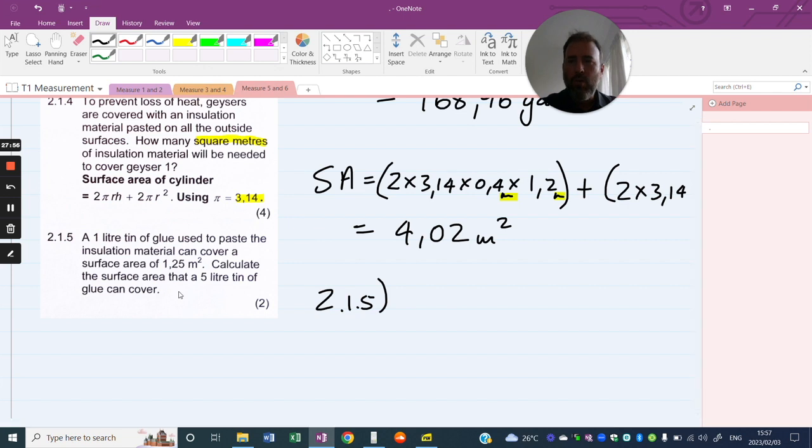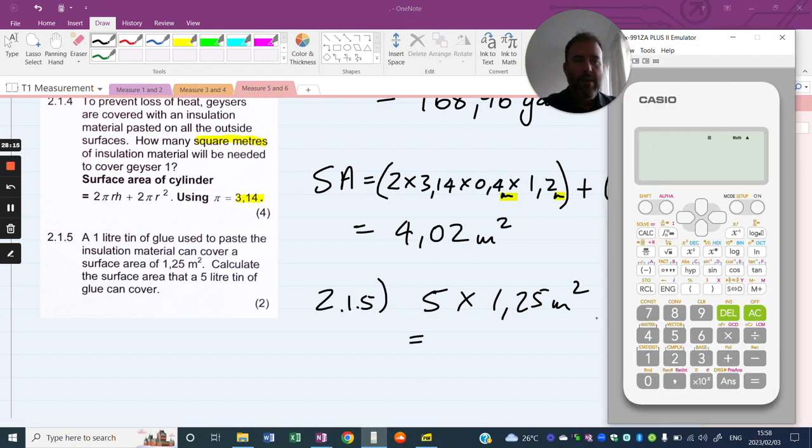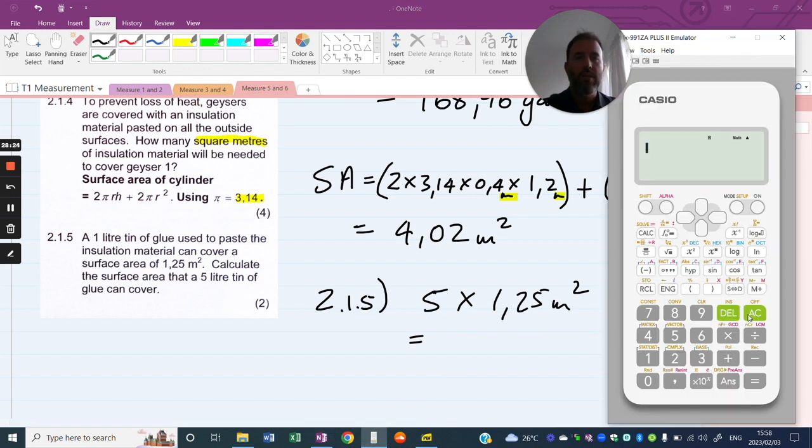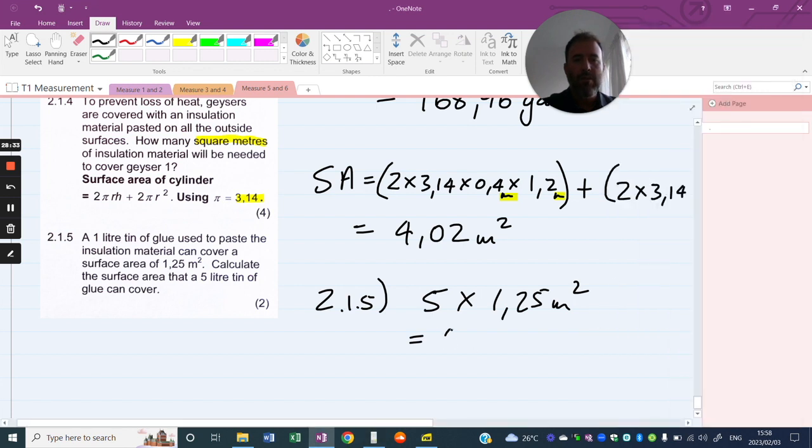All right, so now we're going to say if 1 liter is 1,25 square meters, what area will 5 liters do? So if I have 5 of these cans, and each one covers 1,25 square meters, how much will that give me? All right, just remember this 2 doesn't belong to the number. That's part of the units. Okay, so it's 1,25 square meters. It's not 1,25 squared. All right, so it's 5 times 1.25, and that gives us 6,25. So this is how much area 5 cans will do if 1 can is just 1,25 meters squared.